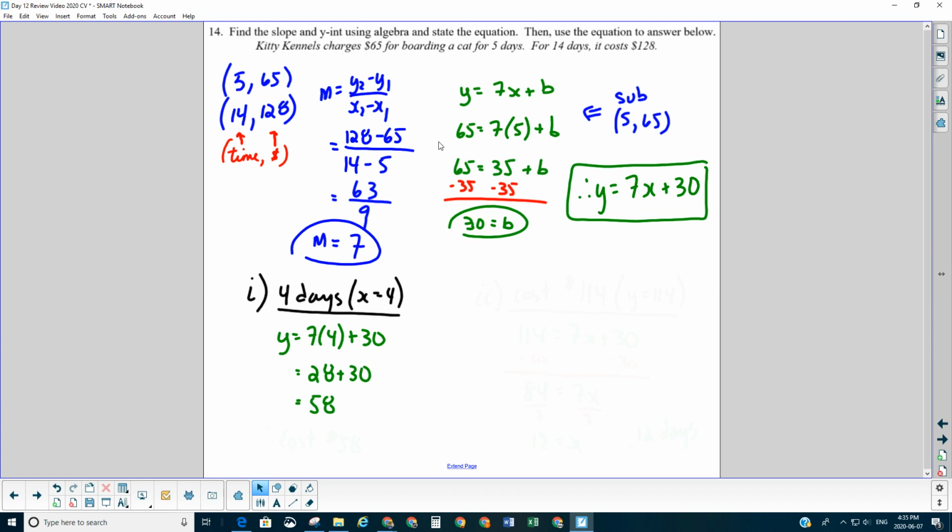And remember, the question didn't actually say, find me y, it said, how much money? So since the question was given to us in English, we have to answer with a very brief English statement. The cost is $58.